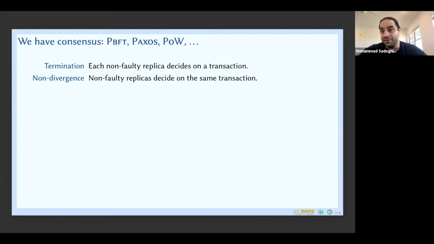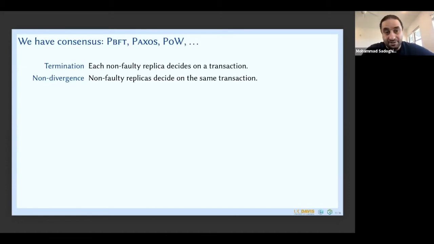So there is a safety condition. The same transactions are being added to all the ledgers, or all the copies of the ledger. And of course, you could trivially have a correctness criterion of never adding any transactions. If nobody's ever added any transaction, well, that's correct because there's no divergence, but also nothing is happening.